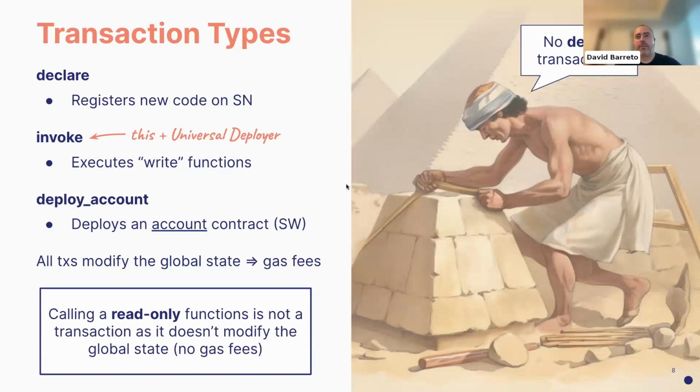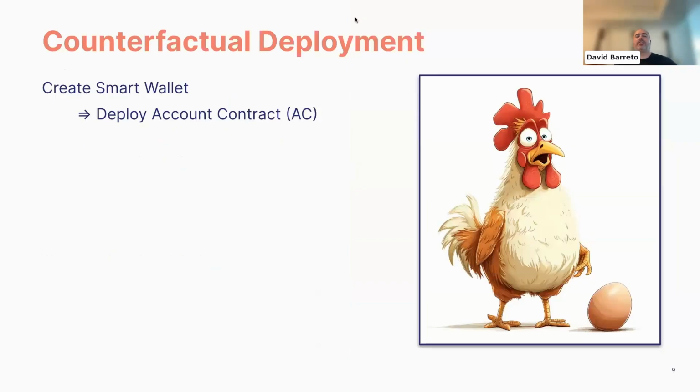Okay, so 3 types of transactions: declare, invoke, and deploy account. Now the question is, how do you deploy an account contract, right? That's connected to your wallet, which I mentioned is a little different from a regular smart contract. Here's the thing. To create a smart wallet, I mentioned that you have a signer, say your phone, but you also have to deploy the account contract to Starknet mainnet.